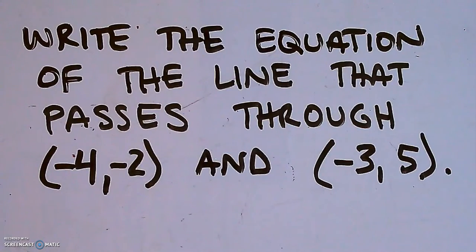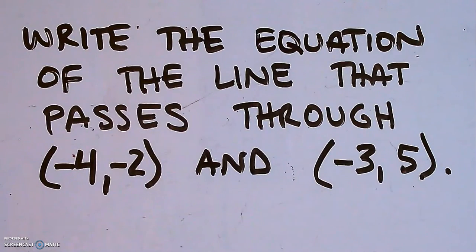Hey guys, this is our last video here on writing linear equations, and this particular video is going to be on writing a linear equation when you've been given 2 points. So first up, let's read this problem, and it says, write the equation of a line that passes through (-4, -2) and (-3, 5).